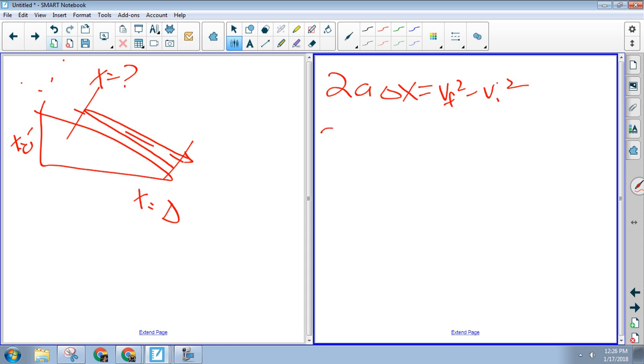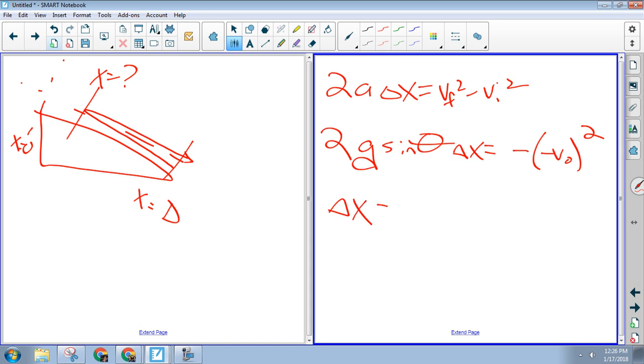So let's see. So 2a is g sine theta, right? Times delta x equals vf squared, which is 0, minus v naught squared. Well, minus negative v naught squared, right? So delta x is going to be negative v naught squared over 2g sine theta. This is even better than what I did. All right, am I done?